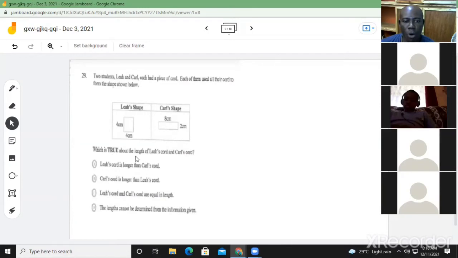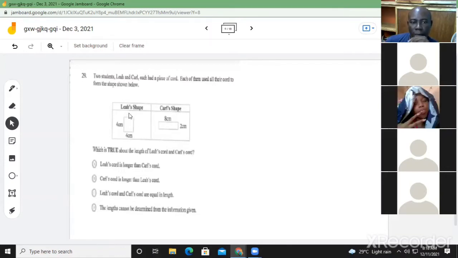Which is true about the length of Leah's card and Carl's card? We want to know which is true. They said they form this shape here. Leah's card is longer than Carl's card. Carl's card is longer than Leah's card. Leah's card and Carl's card are equal in length. The length cannot be determined.